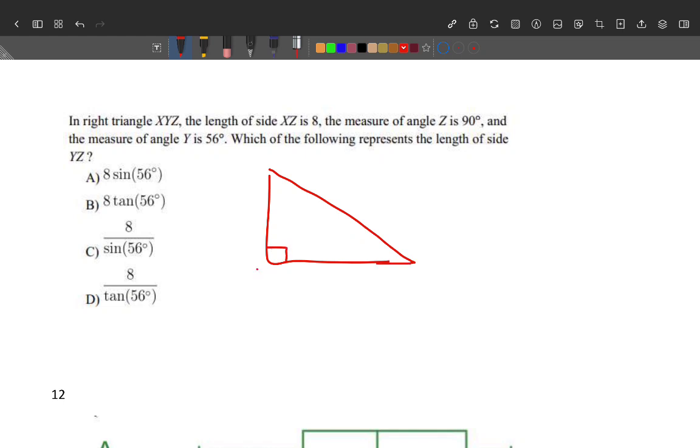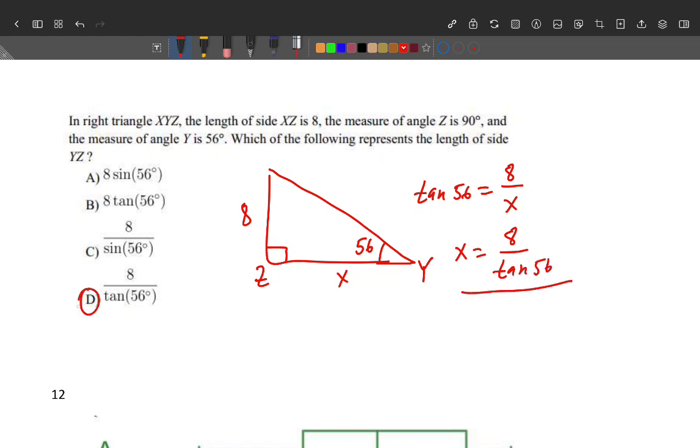And this question is easy. Here z and yz, and it is 56 and it's 8. We should find this one. It's easy. We can see the tangent of this angle will be opposite divided by adjacent. From here I can find this equation. Answer is D.